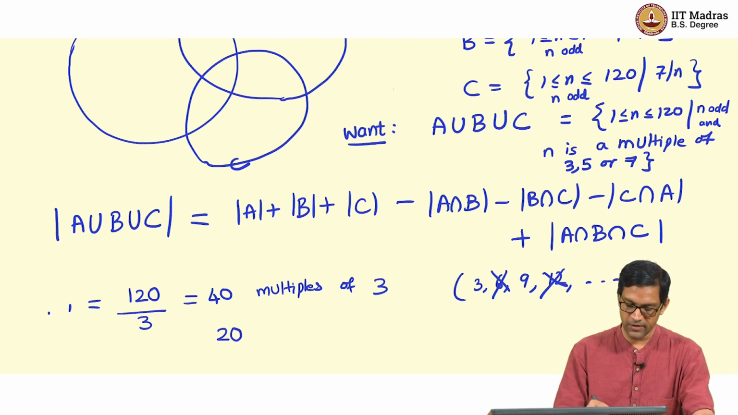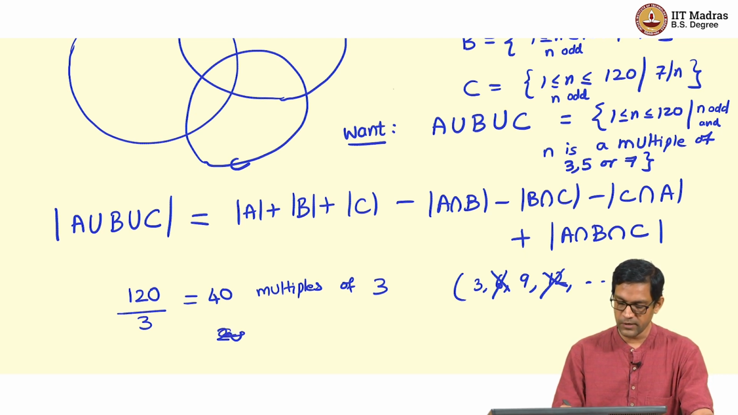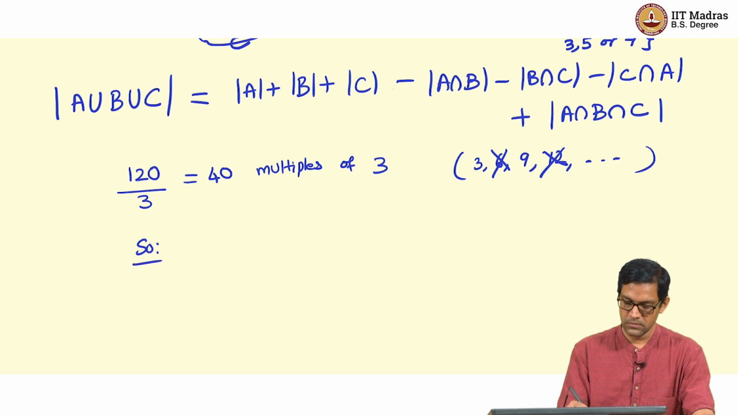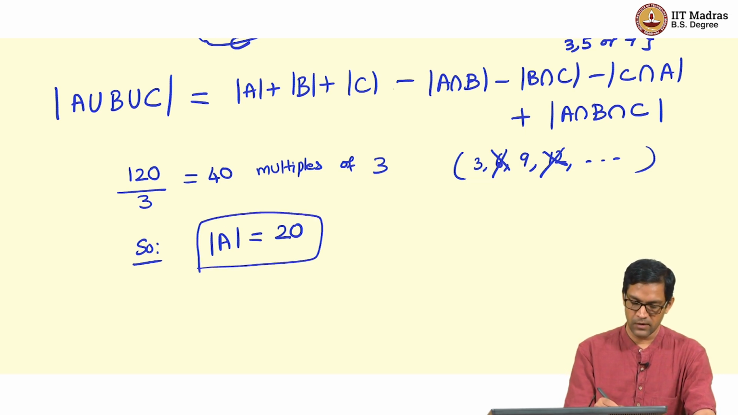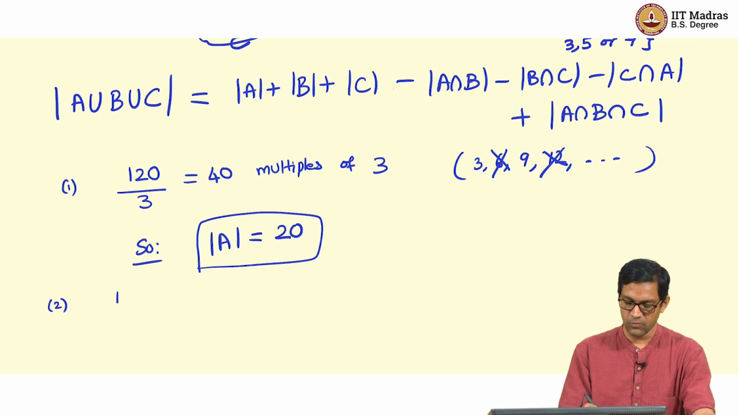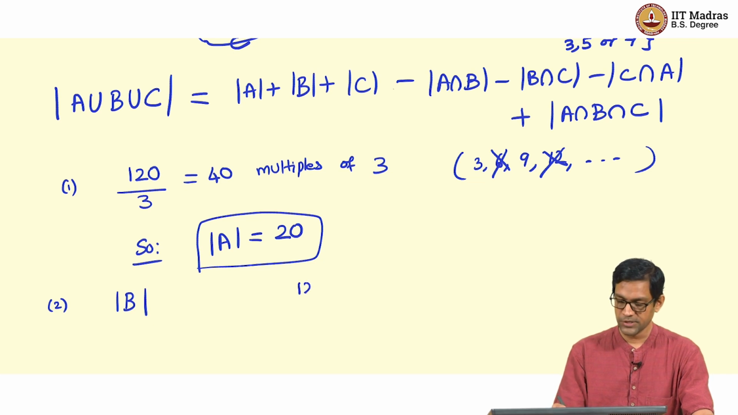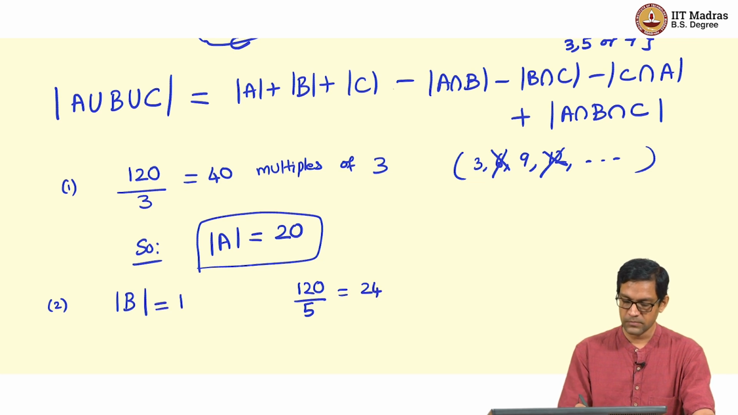So this is not the cardinality of A yet. There are totally 40 multiples of 3, but what I want is only the odd multiples, and there are only 20 of them. So that is the first observation, number 1. The second piece of data is how many multiples of 5 there are. Again the same computation: 120 divided by 5 gives me 24, but of these only half are odd, the other half are even. Okay, number 3.